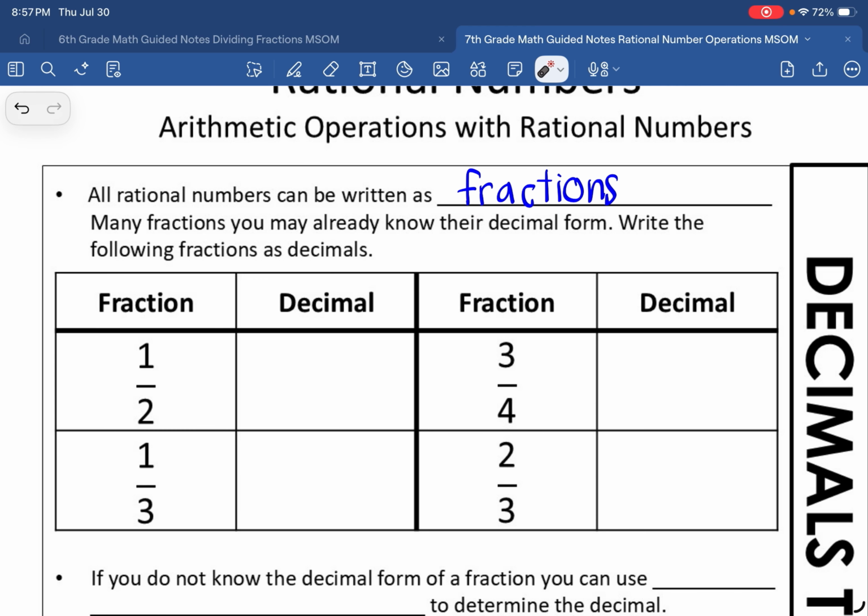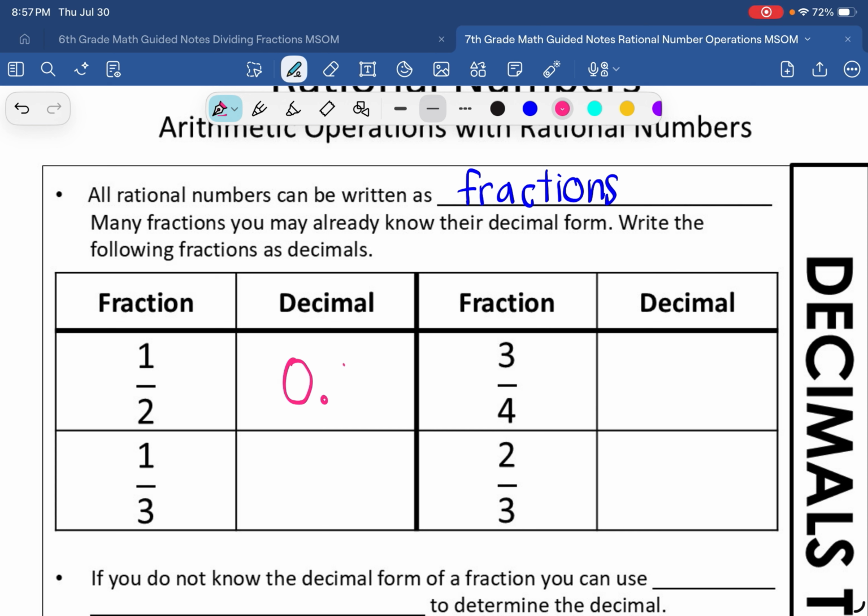Many fractions you may already know their decimal form. Write the following fractions as decimals. So here are some common fractions, and you may already know the decimals. If you don't know how to figure out the decimals, because maybe you don't have it memorized, we will talk about that more later. So 1/2 can also be written as 5/10.